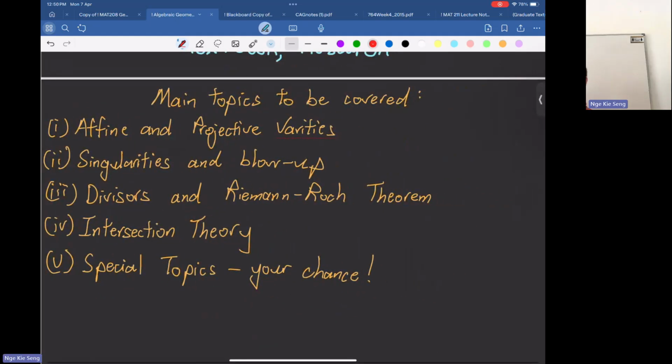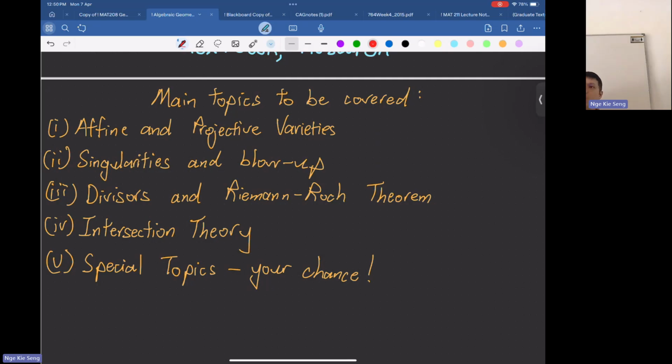If it is based on Safari's book, these are the topics that we want to focus on. First is affine and projective varieties. I think there's a mistake with varieties here. Then singularity and blowup, divisors and the Riemann-Roch theorem, and intersection theory. Special topics are on you. The previous four will be presented by me.